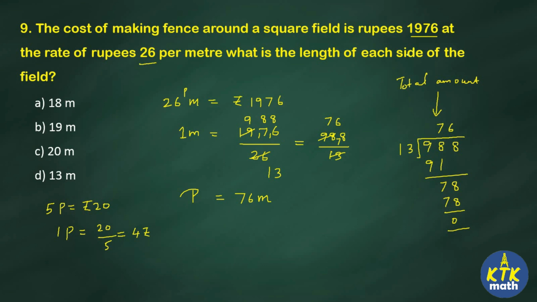The question is: find each side. How to find the side now? It's very simple. 76 divided by 4. Why are we dividing by 4? Because the question is based upon a square. When you add 4 sides you get 76. What about for one side? So 76 divided by 4. Your answer is 19 meter. You can check 76 divided by 4, or you can cancel here. One time remaining you will have 3. So 19 meter is your answer for the 9th question.